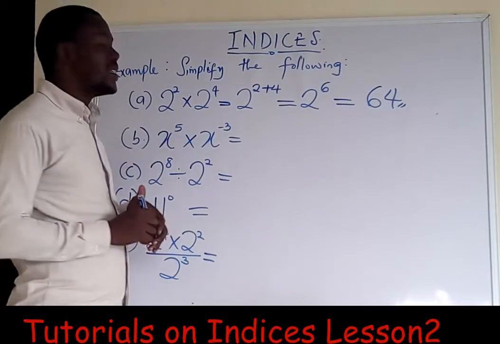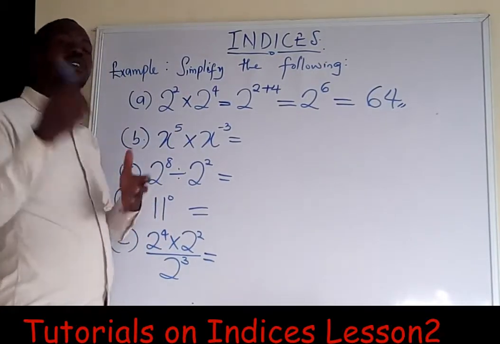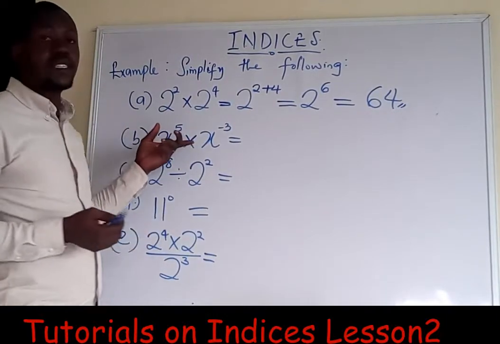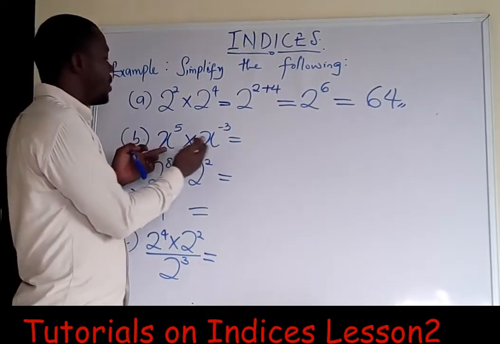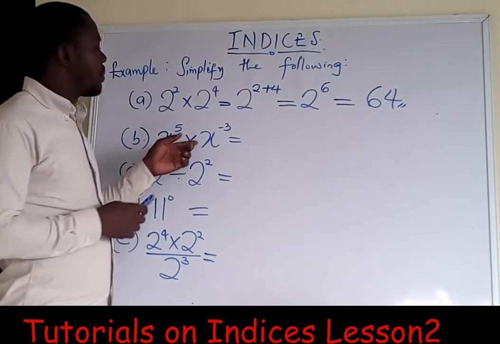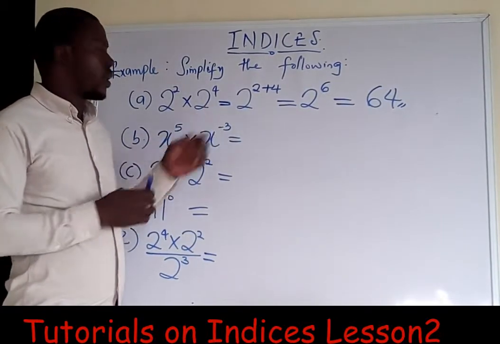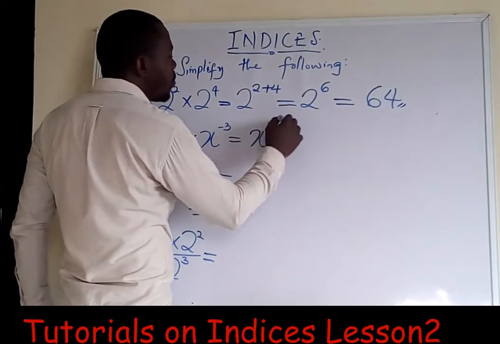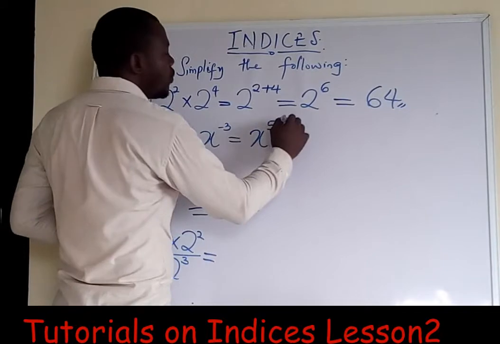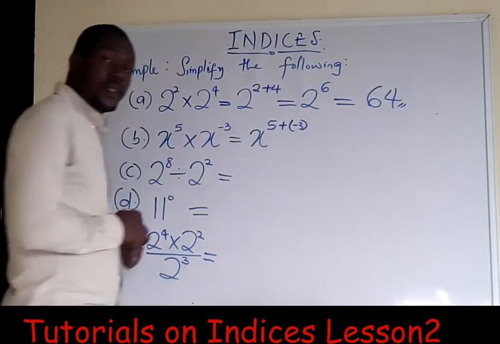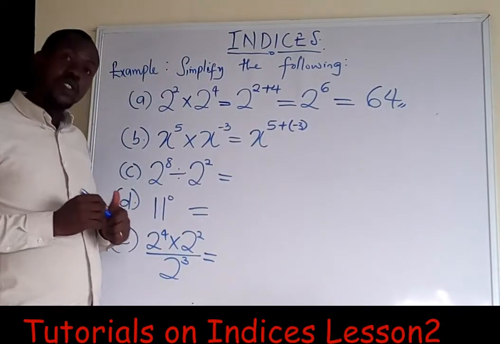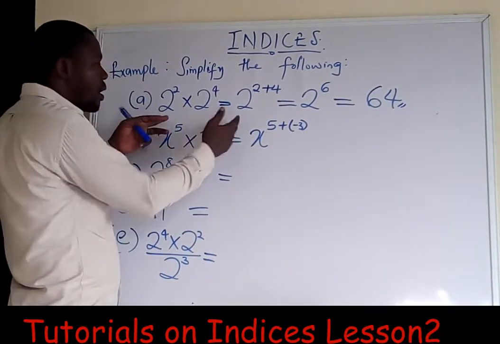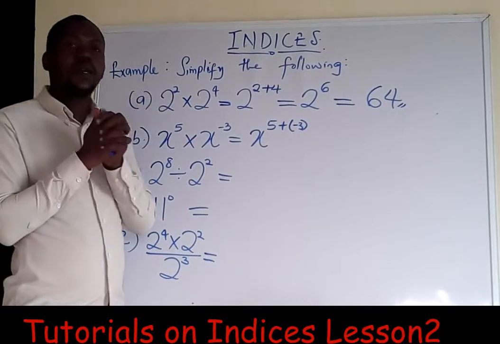Now, quickly, let us look at the second question. It doesn't matter whether they put a number or an alphabet here. The second example is an alphabet: x raised to the power 5 multiplied by x raised to the power minus 3. What we are going to do here is x raised to the power 5 plus minus 3. Don't forget, we have minus 3 here. That is the way we are going to do it, because the law says when you are multiplying them and they have the same base number, add their powers.